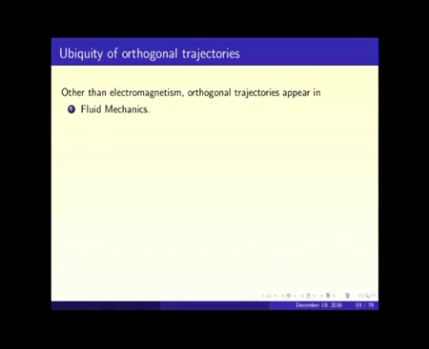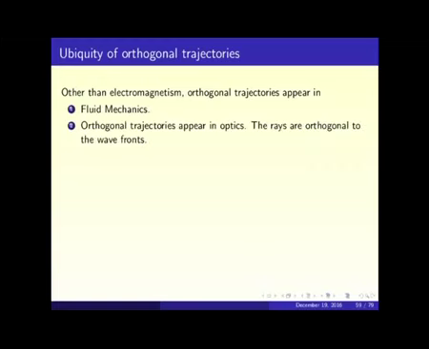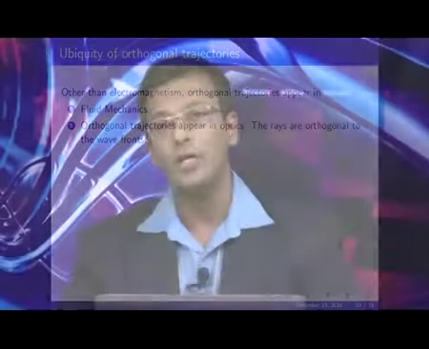But for those who wish to see realistic examples, they appear in fluid mechanics. They appear in optics. Recall that in optics, you got the wave fronts and you got the rays. The rays are always perpendicular to the wave fronts. So wave fronts form one family of objects and the rays form a different set of objects, and elements of one intersect the elements of the other at right angles. So orthogonal trajectories appear naturally in optics.